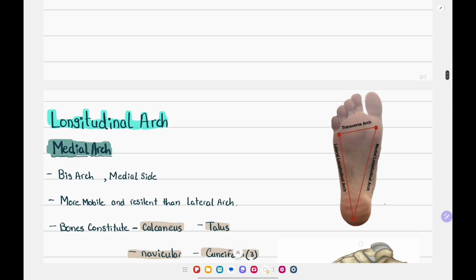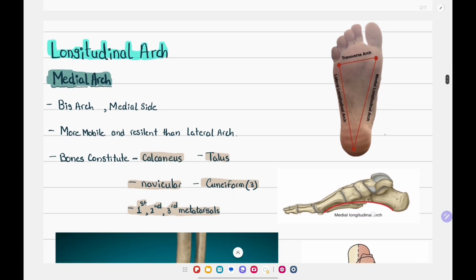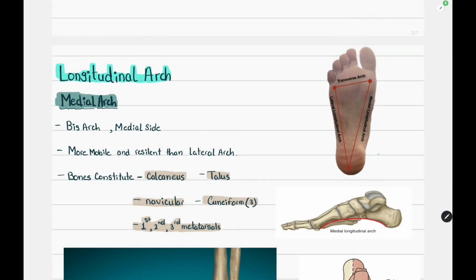So starting with the topic, which is the longitudinal arch. Now coming to the medial longitudinal arch. This diagram represents the medial longitudinal arch. It runs across the foot and lies on the medial side. So the medial longitudinal arch is a bigger arch, lying on the medial side of the foot.